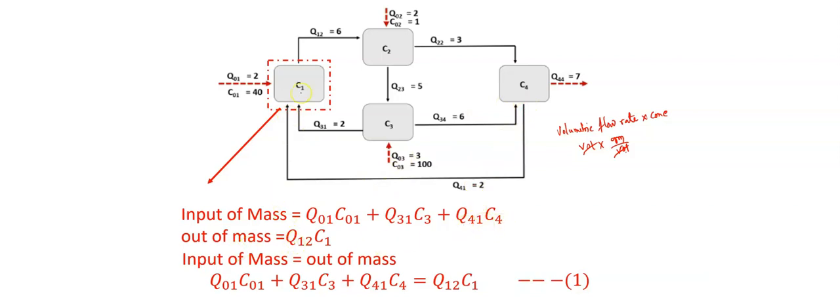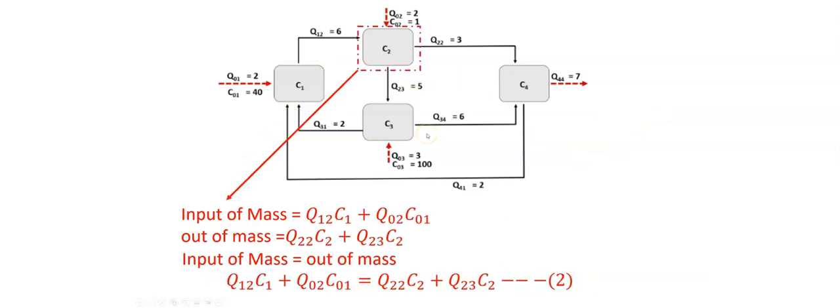Output of mass for the reactor 1, so that is Q12, and the reactor concentration is C1, so Q12 into C1. Now input of mass is equal to output of mass, so Q01 C01 plus Q31 C3 plus Q41 C4 is equal to Q12 C1. So this is the equation number 1.